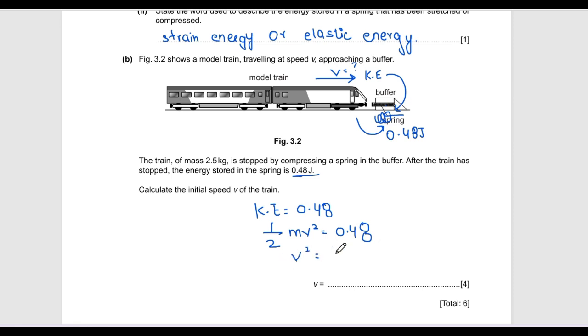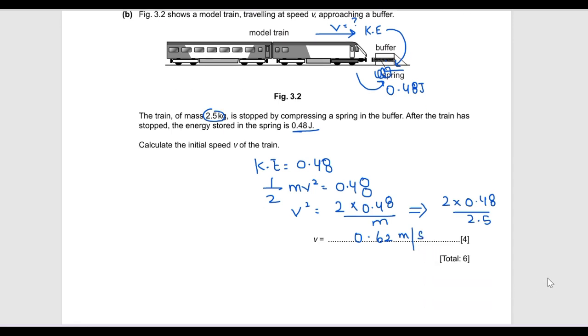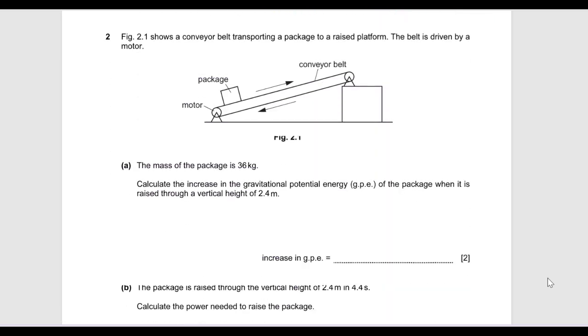Arranging the equation, 2 would go to that side, it would get multiplied, m would get divided. So 2 times 0.48 divided by mass. So it will give you 0.48 divided by 2.5 kg. Okay, this is very strange. I have never seen a train of 2.5 kg before, but still, if it's a question, you have to solve it. So after solving all the equation in the calculator, you will get 0.62 meter per second is the speed. You have to take the square root of it as well, because there is v square on that side. This will secure your 6 marks.